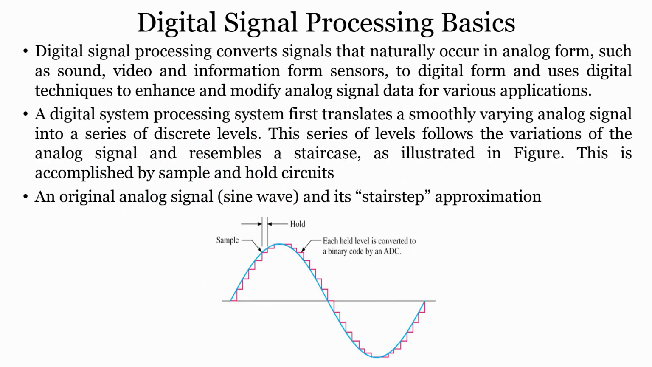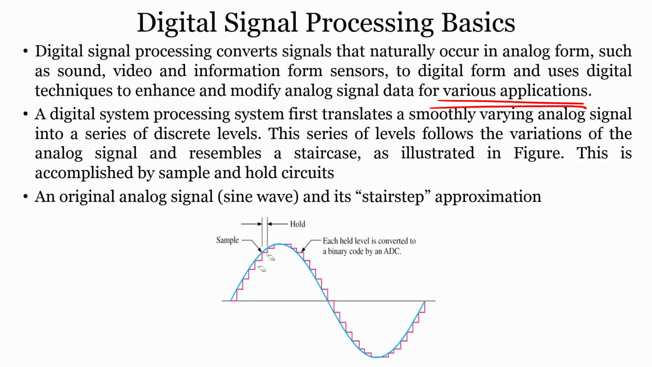Now, when you talk about digital signal processing basics, digital signal processing converts signals that naturally occur in analog form, such as sound, video, and information from sensors, to digital form. So from analog to digital. These have to be converted to a digital form, and digital techniques are used to enhance and modify the analog signal data for various applications. A digital signal processing system first translates a smoothly varying analog signal into a series of discrete levels. You can see here a smoothly varying analog signal turned into a series of discrete values.